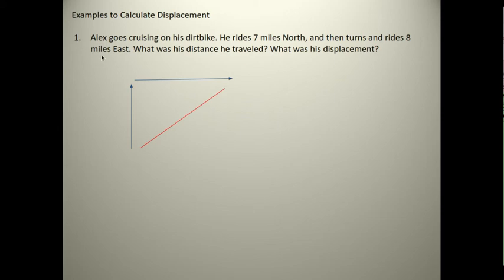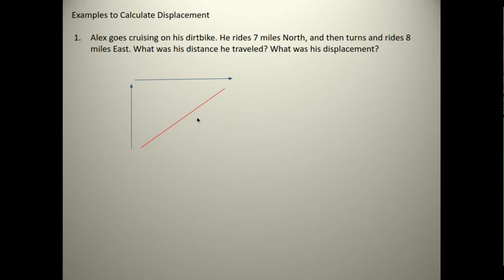So here we go. Alex goes cruising on his dirt bike. He rides 7 miles north and then turns and rides 8 miles east. What was the distance he traveled? And then what was his displacement? Remember, the distance we can calculate by adding up the vectors in the problem. 7 miles, 8 miles. So Alex rode his dirt bike 15 miles.